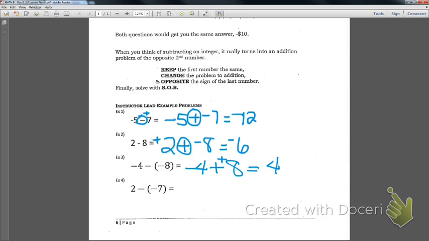Last example, go ahead and read that one out loud. How would you say it? 2 minus negative 7. Perfect. So what would I write first? 2. Then I'd write plus positive 7. Good. And what's 2 plus 7? 9. Okay, and the bigger sign wins. They're both positive, so you have no choice but to make them positive.